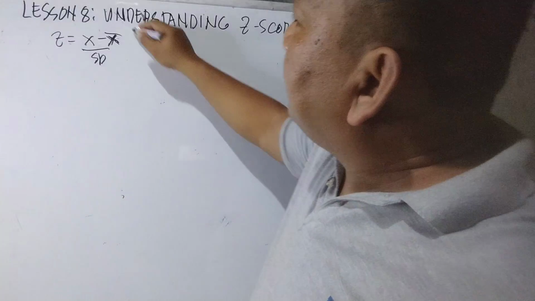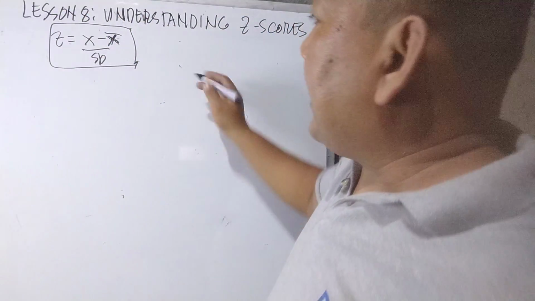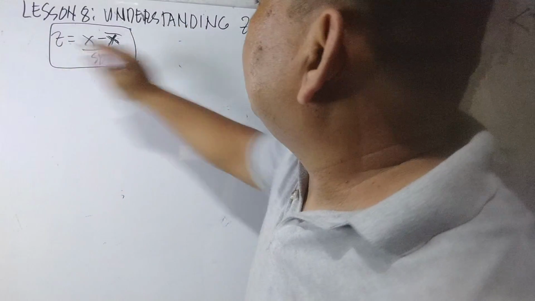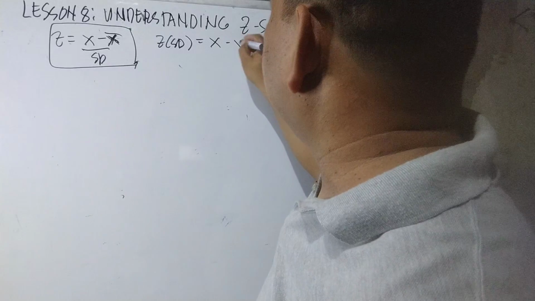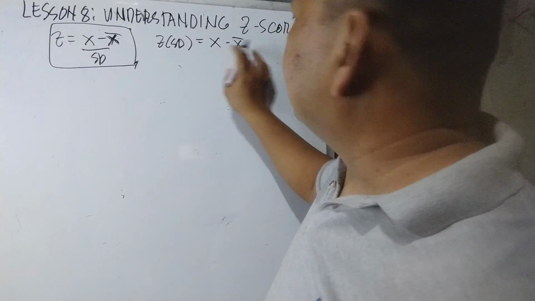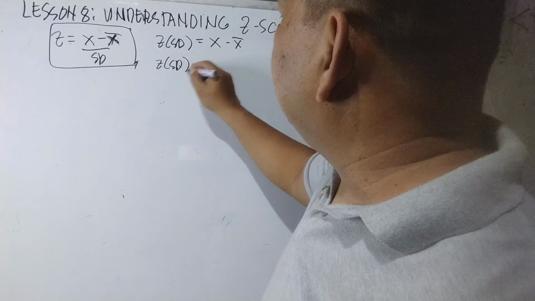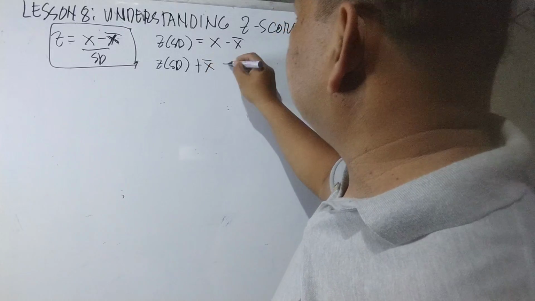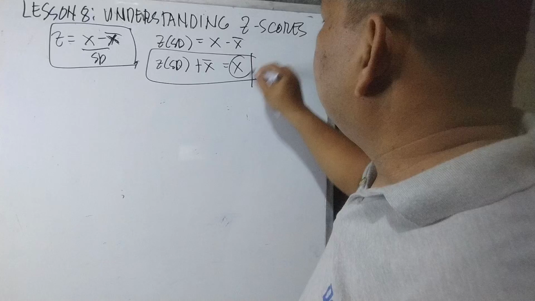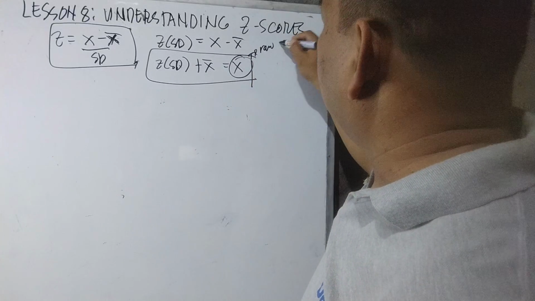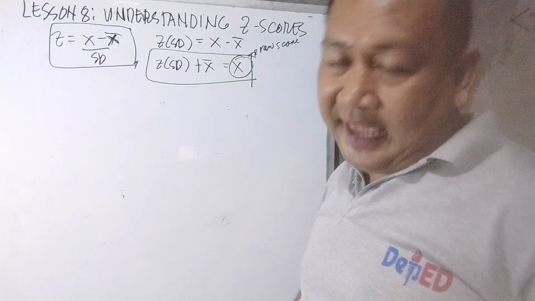Okay? So out of our formula, we can also derive the formula if we are looking for the raw score. Okay, how do we do that? We have to cross multiply: z times sd is equal to x minus x bar. Since we are looking for x, we have to transpose it to the other side. So z times sd plus x bar is equal to x. So this is the formula if we're going to look for the raw score. Okay, the formula for raw score, and this is the formula for z.